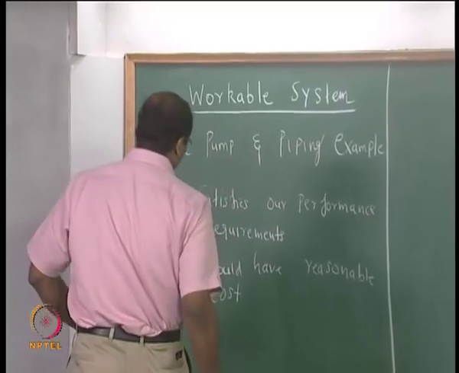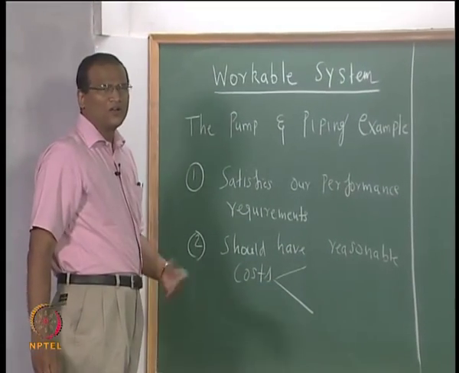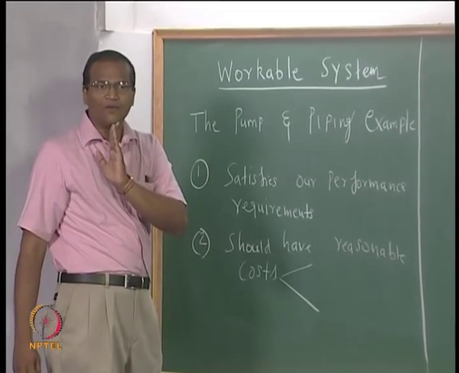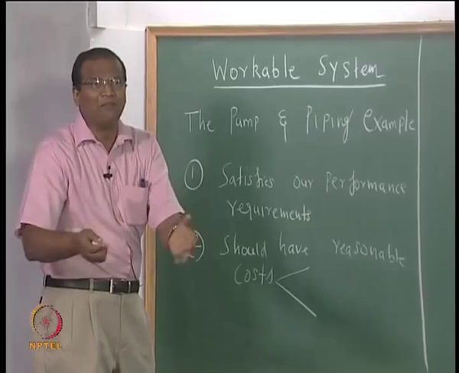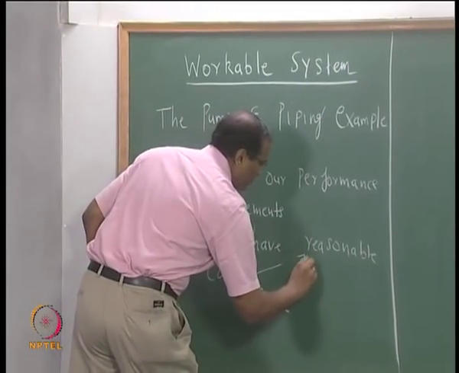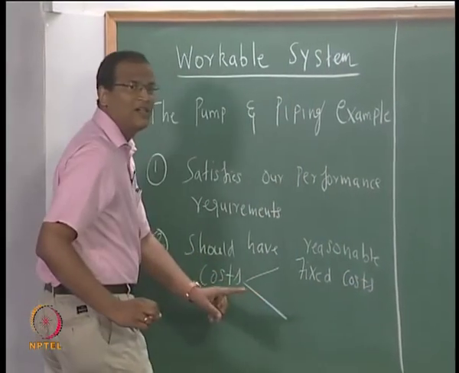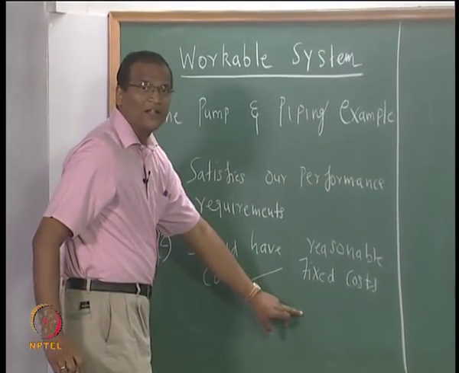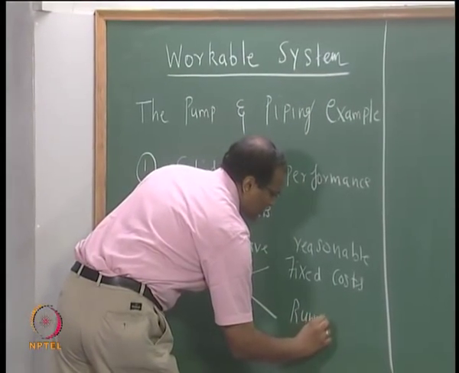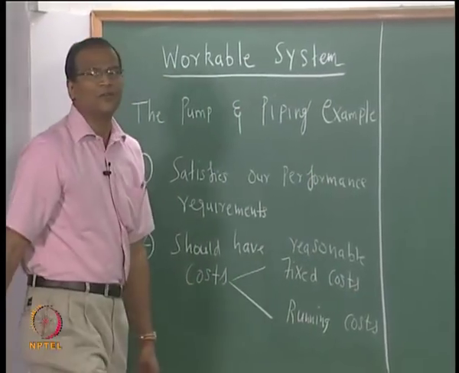Therefore, it should have reasonable cost, and the cost basically consists of two components. What are the two components? In something like a pump which is running, there is fixed cost, and running cost, with maintenance also included. Running cost is the cost of power, and both of these should be reasonable.